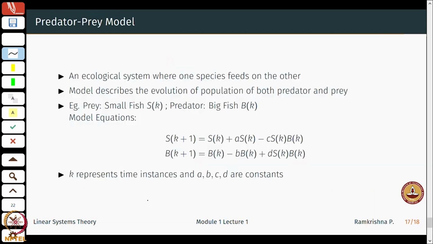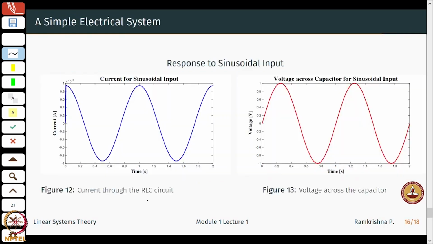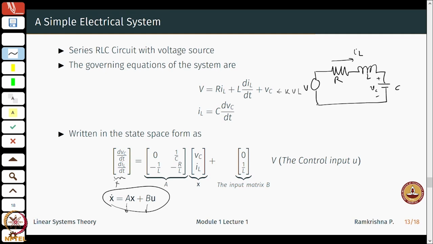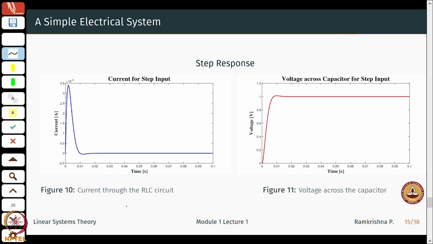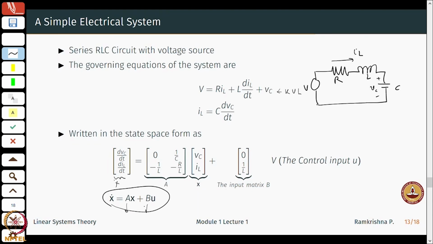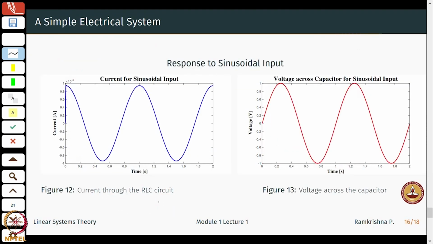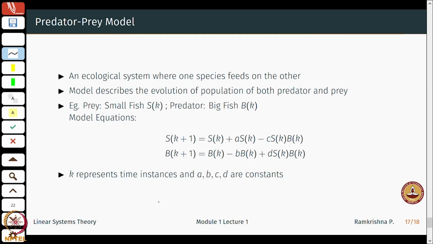Okay. So, this was all about linear time invariant systems, which I could write in this form x dot equal to A x plus B u. This is all continuous time, right. So, dVc by dt, dIL by dt, all signals that are continuous in time. A lot of times we also talk of discrete systems. So, if these were ordinary differential equations, we also know a bit about difference equations. So, let's talk of a simple example here.